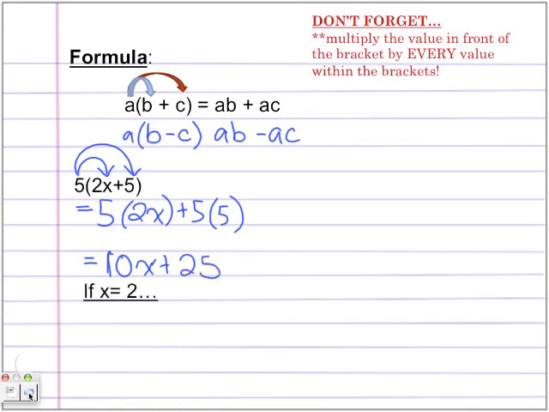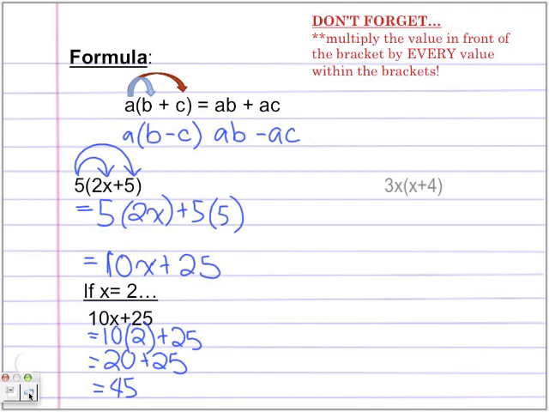And if x equals 2, it's going to be 10 times 2 plus 25. So you have 20 plus 25, which is going to be 45. Okay, let's look at another problem just like that. And you just multiply 3x by both of the values within the brackets.